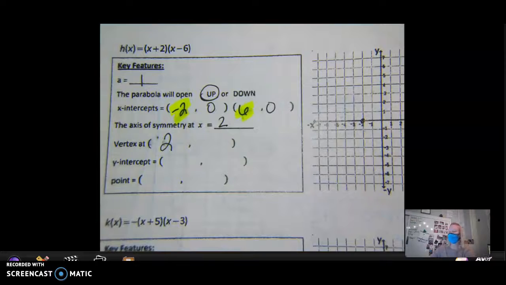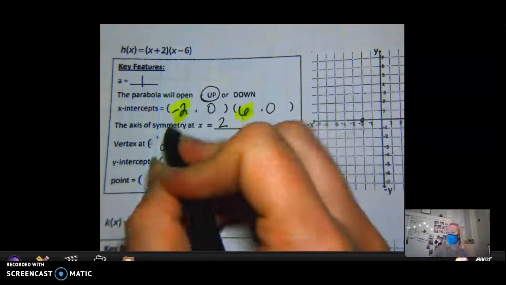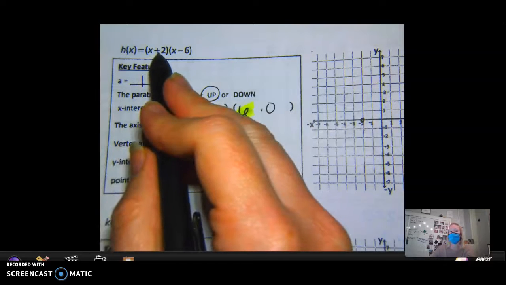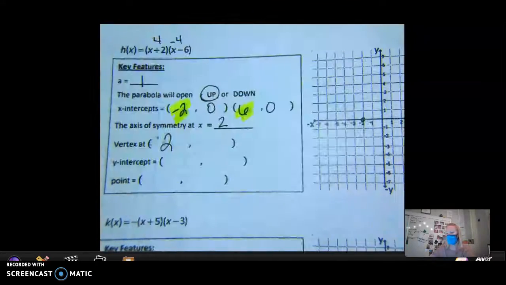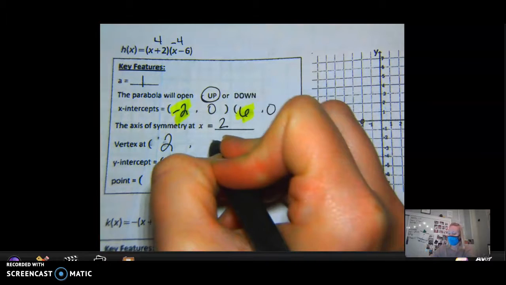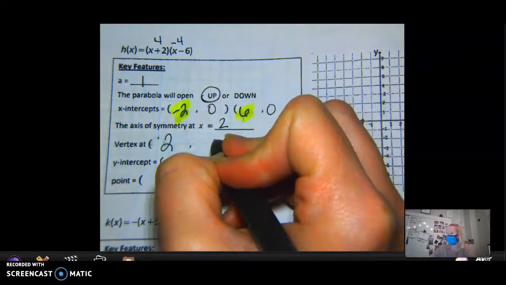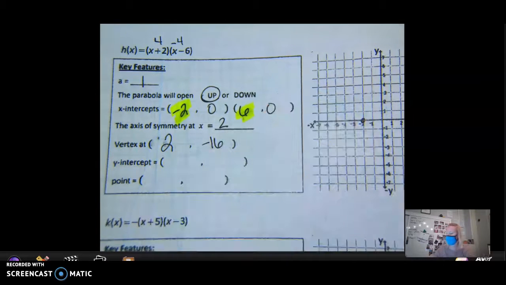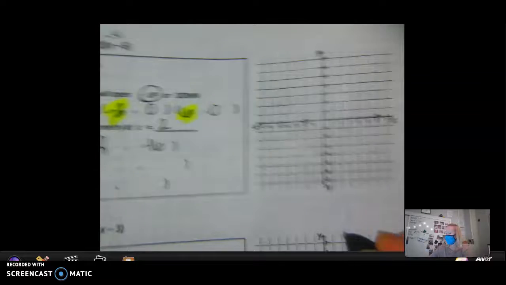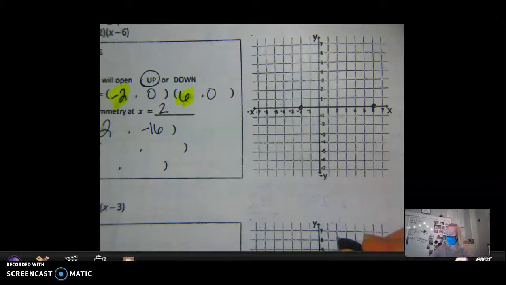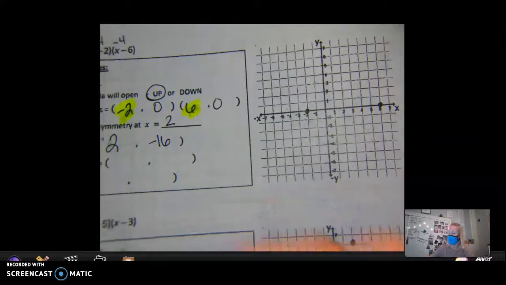So x equals 2. To find my y value of the vertex, I plug in 2. What's 2 plus 2, guys? And then what's 2 minus 6? What's 4 times -4? -16. So we're over 2 and way far down here somewhere. Let's just go somewhere around here.